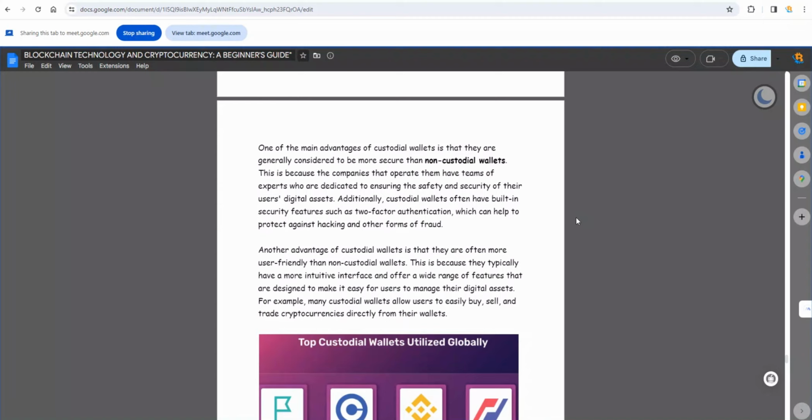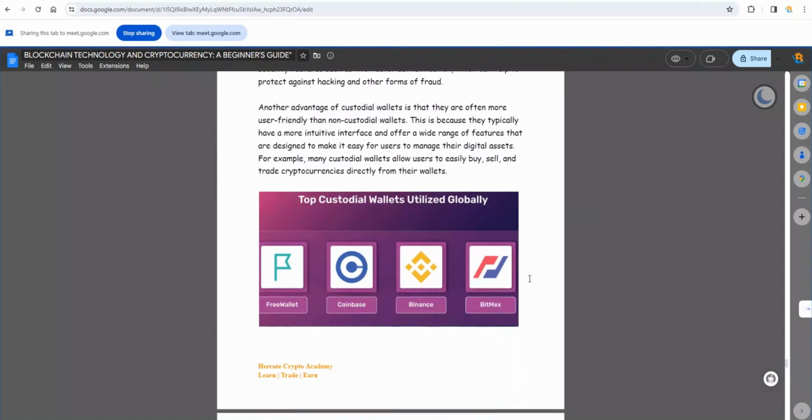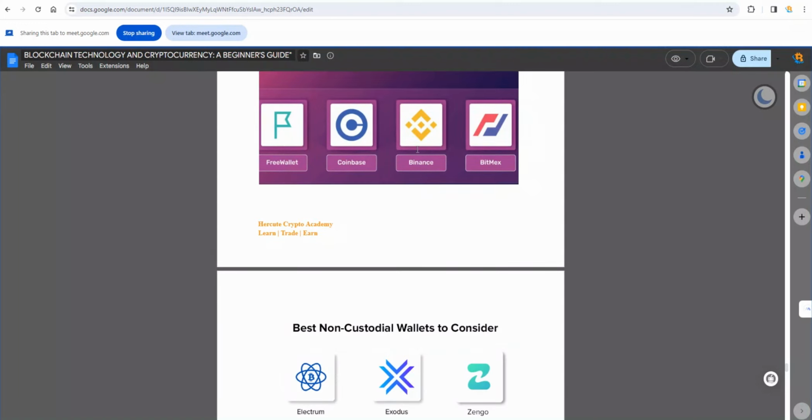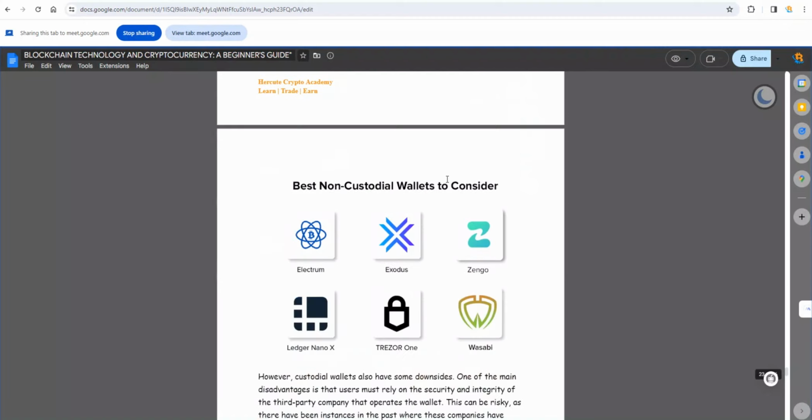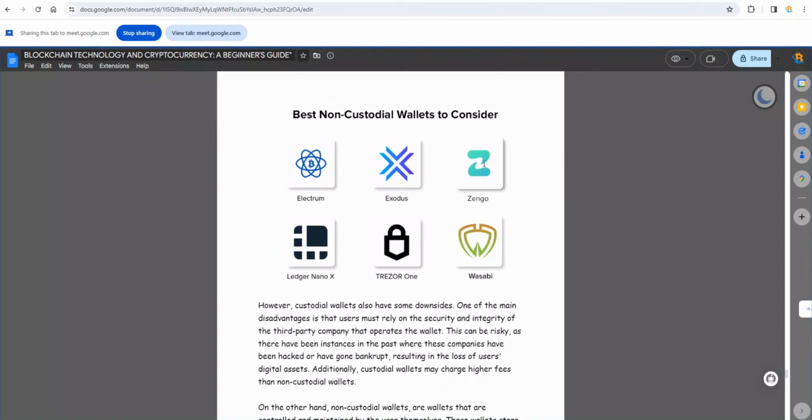Now, for example, many custodial wallets allow users to easily buy, sell, and trade cryptocurrencies directly from their wallet. Here we have a good example of what typical custodial wallets look like. We have Free Wallet, Coinbase, Binance, BitMEX, Bybit, KuCoin, OKEx. There are so many. Now we have the best non-custodial wallets, and these non-custodial wallets are actually in two ways.